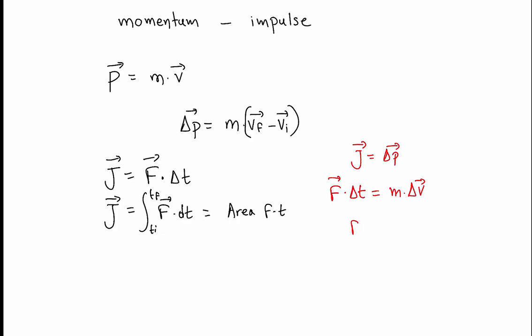So from the impulse-momentum theory, we can find a missing force or a missing time or a v final or a v initial. In a similar way, we can say that the force is equal to delta p over delta t, or that the force is the derivative of momentum. So these are the basic laws that we need to get familiar with in order to answer the questions related to momentum or impulse.